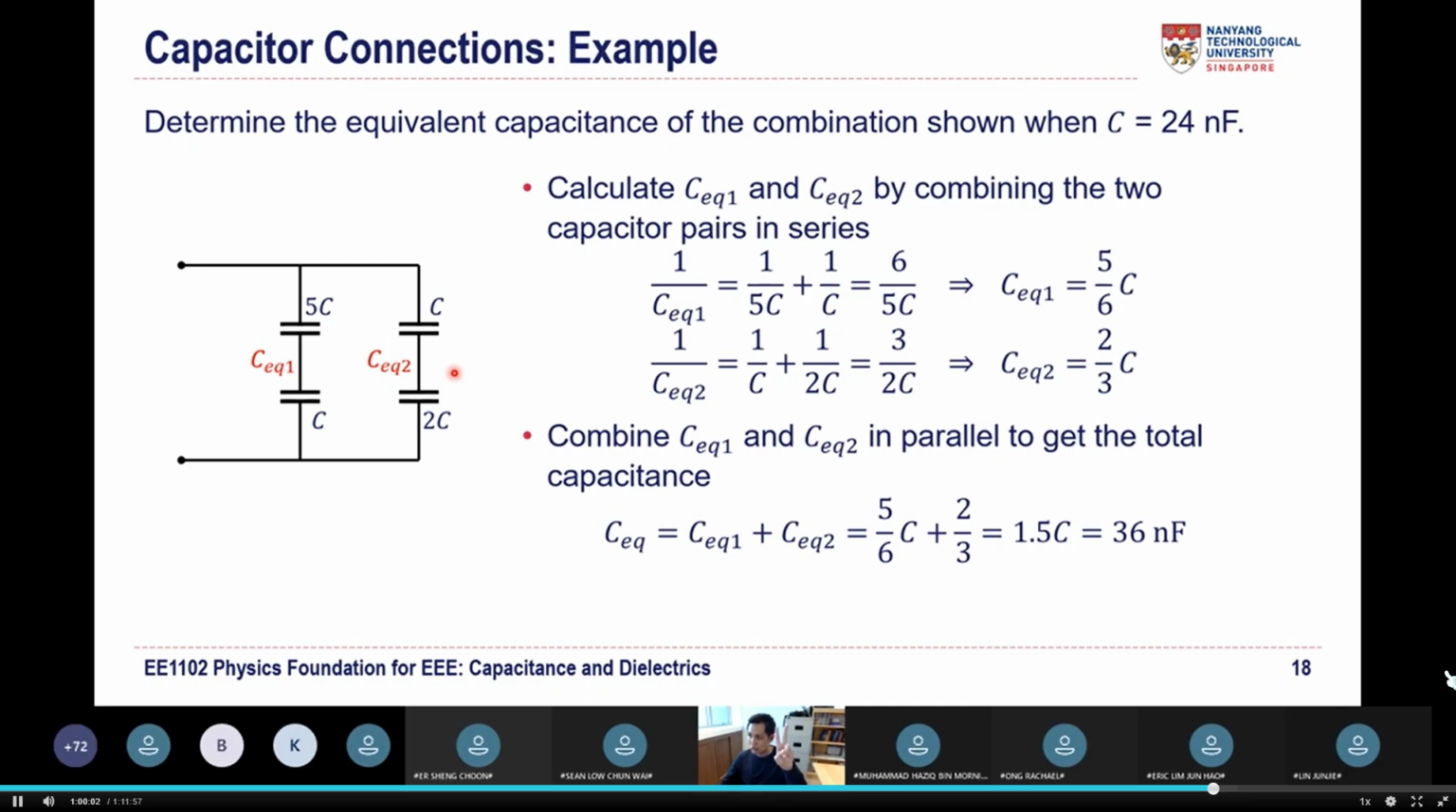You have two equivalent capacitances in parallel, right? Which now I can again simplify further. So we combine C equivalent 1 and C equivalent 2 in parallel, which means you just add them together to get the total capacitance. And then you substitute this number in and simplify the equivalent capacitance of the entire thing. So you can have so many different capacitors, or you can just simply use one capacitor that has this value, and will have exactly the same amount of charge stored in the entire system.